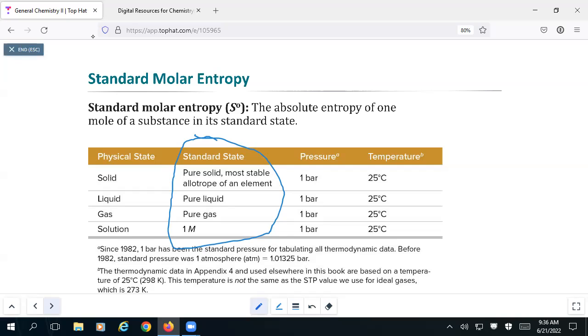But notice the conditions here. The conditions here are different. We've talked about STP in the past. Standard temperature and pressure, 1 atmosphere of pressure, 0 degrees Celsius, 273 Kelvin. Standard pressure and temperature, standard values, standard conditions are actually slightly different from this.